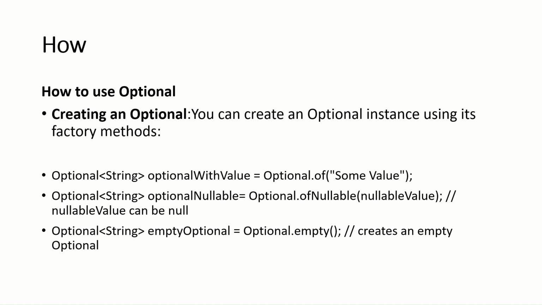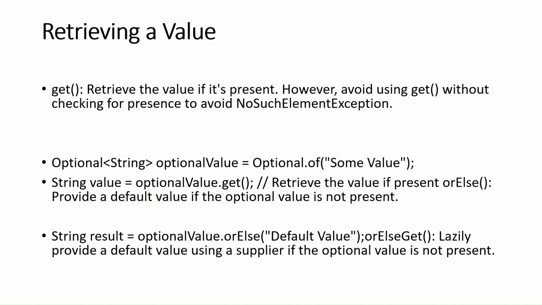So you can use this Optional.of method and provide some value that you want to store here. Okay. Now the second one is explaining how you can create an optional with a null value, and the third one is explaining how you can create an optional with an empty value. So this is how you can create the optional.